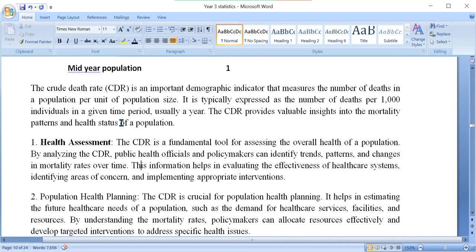The CDR is a fundamental tool for assessing the overall health of a population. By analyzing the CDR, public health officials and policymakers can identify trends, patterns, and changes in mortality rate over time. We can from there know whether what is killing the people has reduced or is increasing. This information helps in evaluating the effectiveness of the health system, identifying areas of concern, and implementing appropriate interventions. So by the time the CDR is calculated, we'll know these people are dying too much, and intervention is given. Then after intervention has been given, we'll calculate again and find out whether there's an improvement or not.